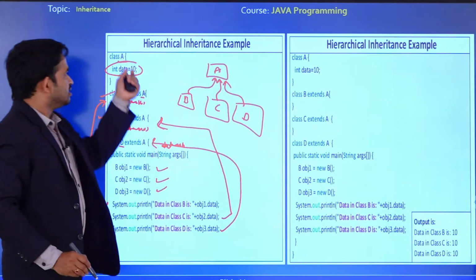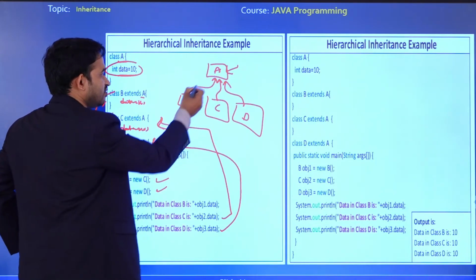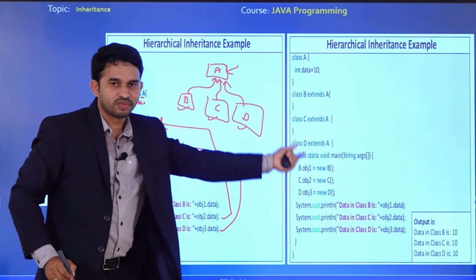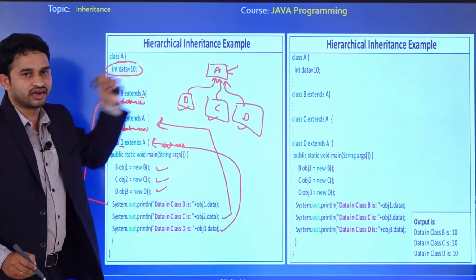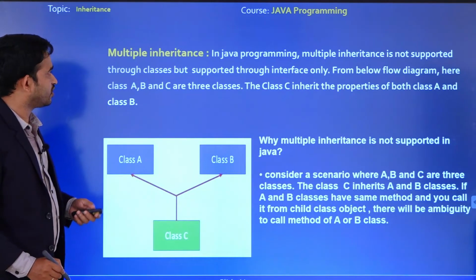What is the reason? The same properties we declared in the class A are available in the class B, class C, class D. So that is the reason the answer is common for all the classes. So this is the example for what? Hierarchical inheritance.